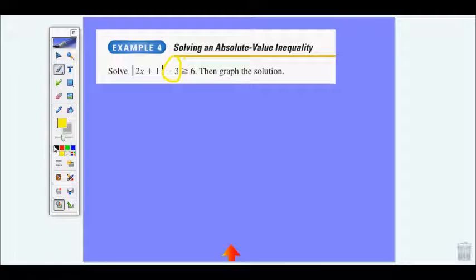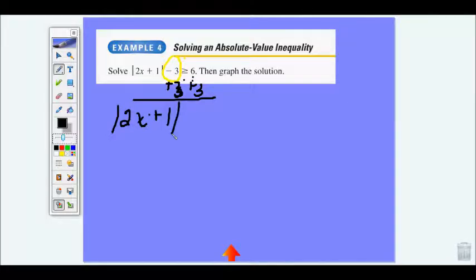So my first step, after I get my black marker to come back on, is going to be to add 3 to both sides. Now I'm just adding 3, so there's not any multiplying or dividing going on yet. So now I have just the absolute value statement, and I have that that's greater than or equal to 9. Now I can solve for the positive or the negative. So the positive would just be the statement 2x plus 1 is greater than or equal to 9.